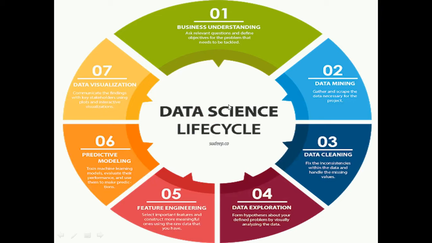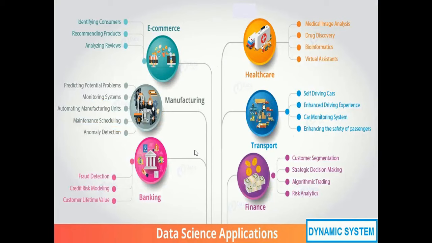Then what are the life cycle or stages of data science? First one is business understanding. Second one is data mining, that means you have to gather and scrape data necessary for the project from various data sources. Then data cleaning, then data exploration, then feature engineering, then predictive modeling, then data visualization. So these are the various stages or life cycle of data science.